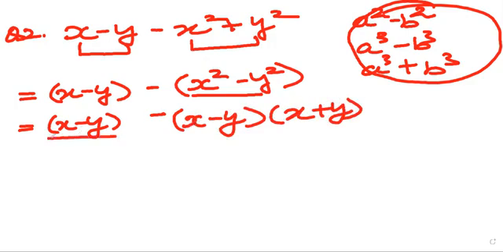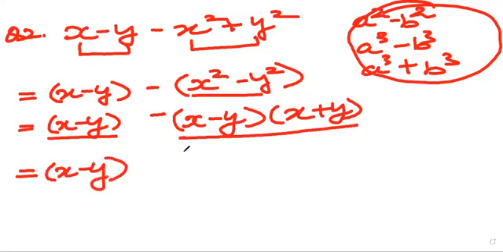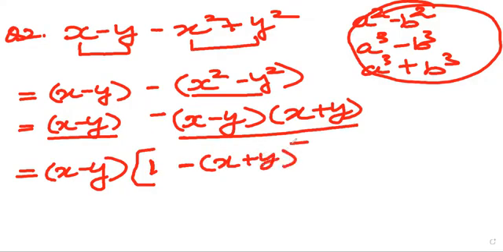Okay. Now, children, the first term is x minus y. The second term is this one. Can you tell me what is common in this? Yes, x minus y is common because we have x minus y on both sides. So let's take out the common. x minus y will remain outside, and here it will be only 1 minus, and in the second term, x plus y is left.